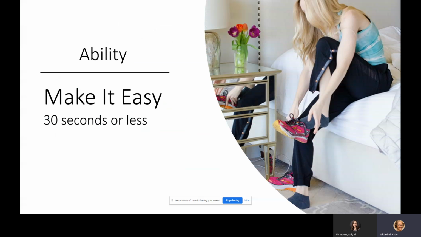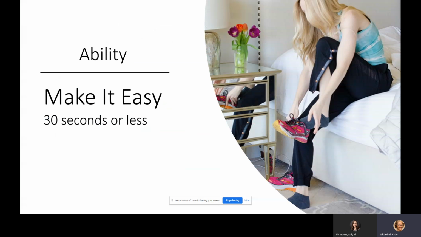So let's talk about what it means to make a behavior easy. This is the pulling on the ability lever. Basically, we want to make it so easy that it's almost difficult to not succeed in it. In other words, if we can make a behavior 30 seconds or less, then we've made it a tiny habit, or essentially that's the makeup of creating a tiny habit, 30 seconds or less.